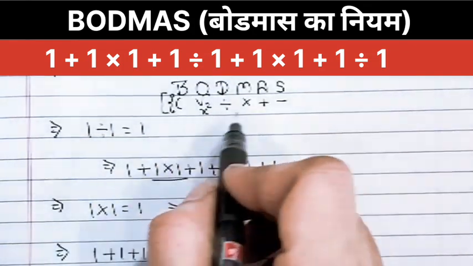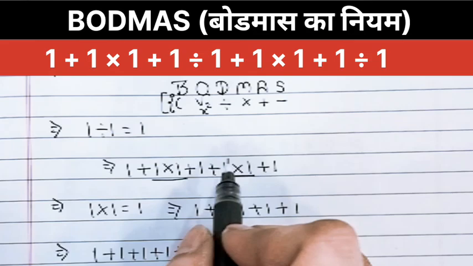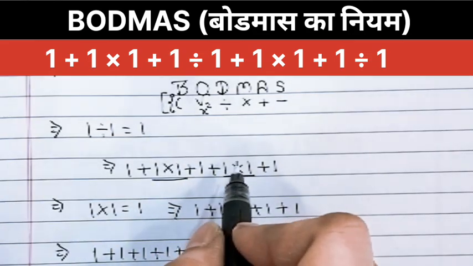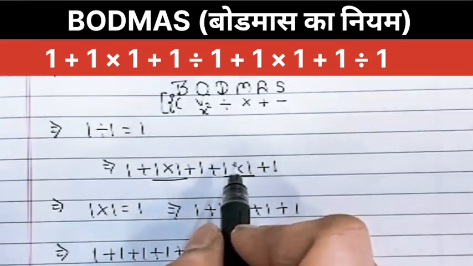By strictly following the BODMAS hierarchy, we avoid the common mistake of simply calculating from left to right, which would lead to an incorrect answer.